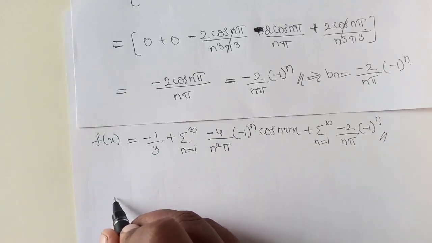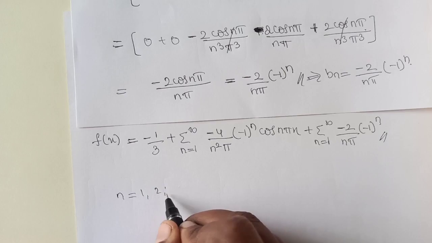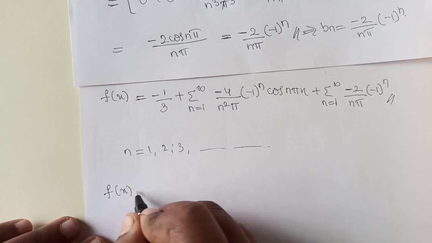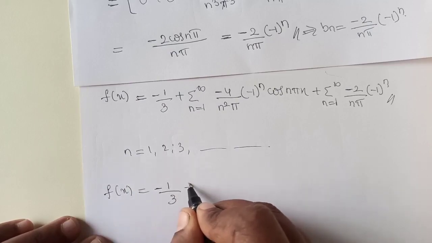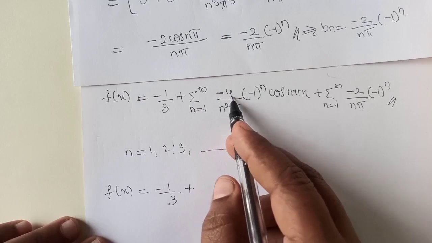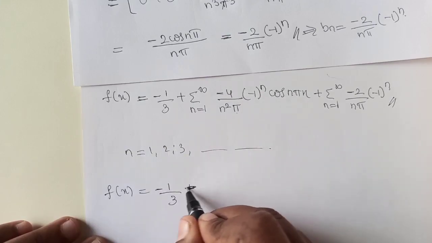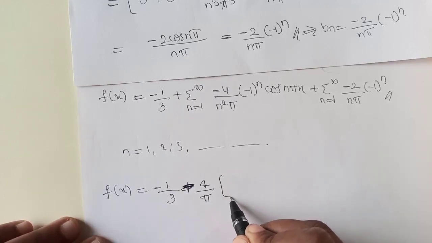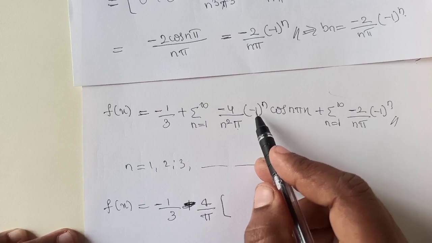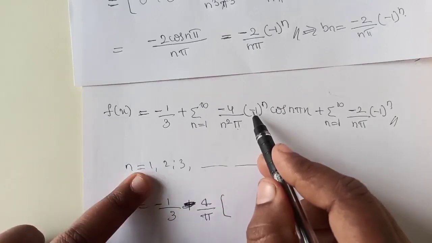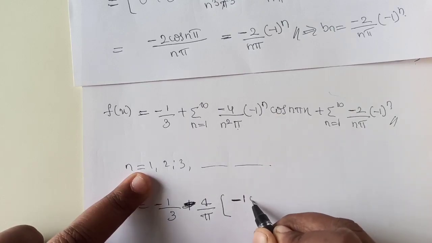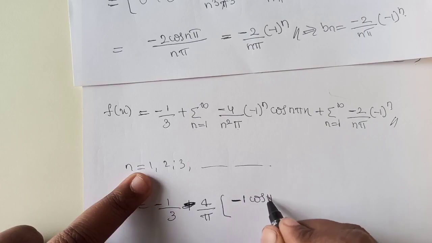If you substitute n values 1, 2, 3 and so on, f of x becomes minus 1 by 3 plus, substituting n values, minus 4 by pi, which is constant. So this minus 4 by pi is constant, therefore we take it outside. Now substituting the n values here. For n equals 1, this minus 1 raised to n becomes a minus sign. So this is minus 1 cos of pi x divided by n square, which means 1 square.